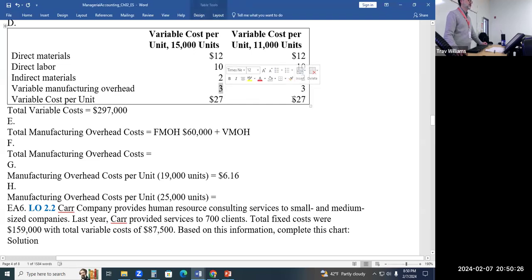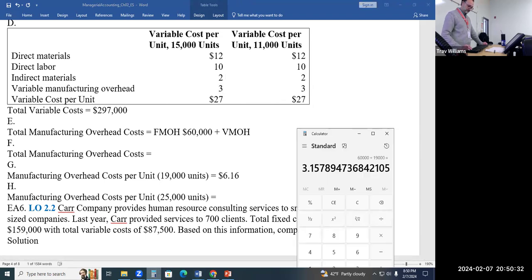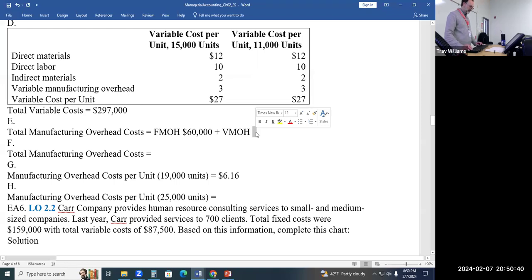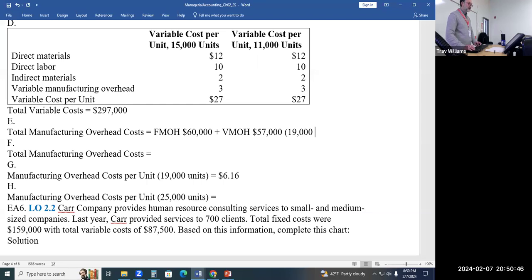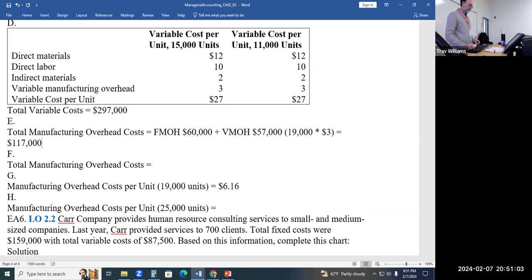We know it's $3 per unit. So we just multiply that by 19,000. Okay. So our variable manufacturing overhead is 57,000. And that was 19,000 times 3. And if we add the fixed manufacturing overhead plus the variable manufacturing overhead, we have $117,000 as our answer. Okay, so that is your answer for E.